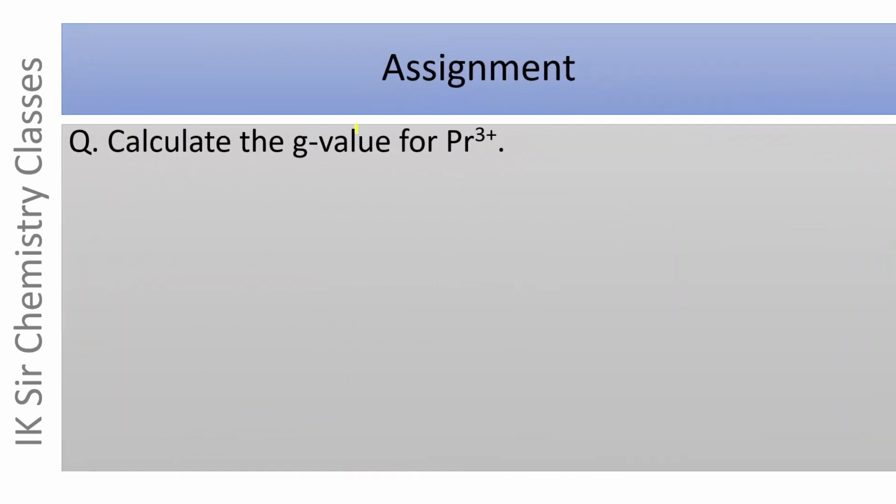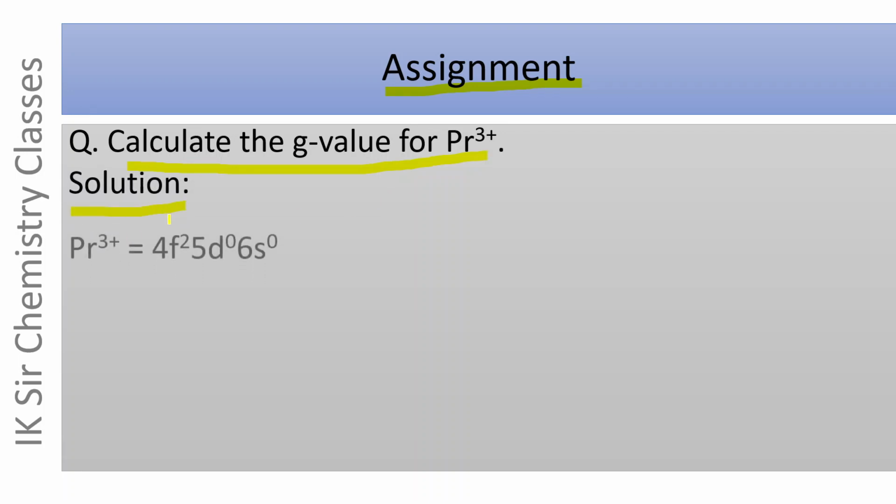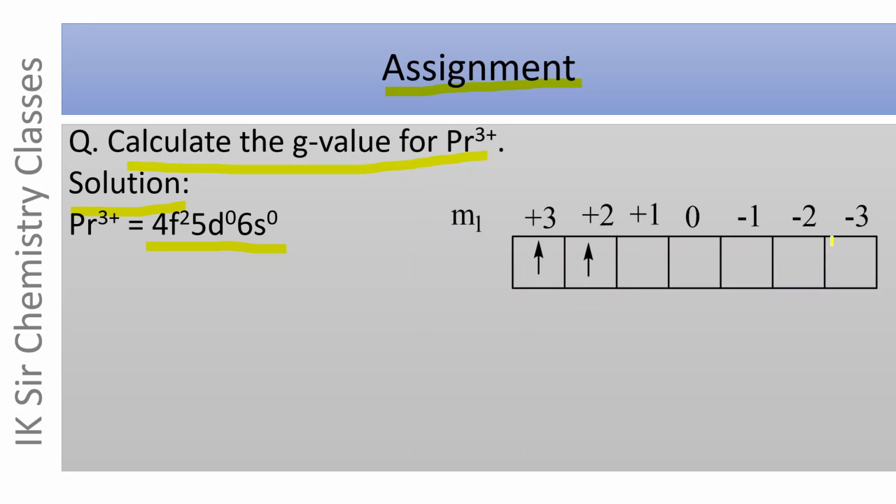And now the time for self-assessment. Calculate the G value for Pr triple plus ion. Here is the solution of this problem. Pr triple plus ion has electronic configuration 4f2 5d0 6s2. With the help of box diagram, it can be represented as follows.